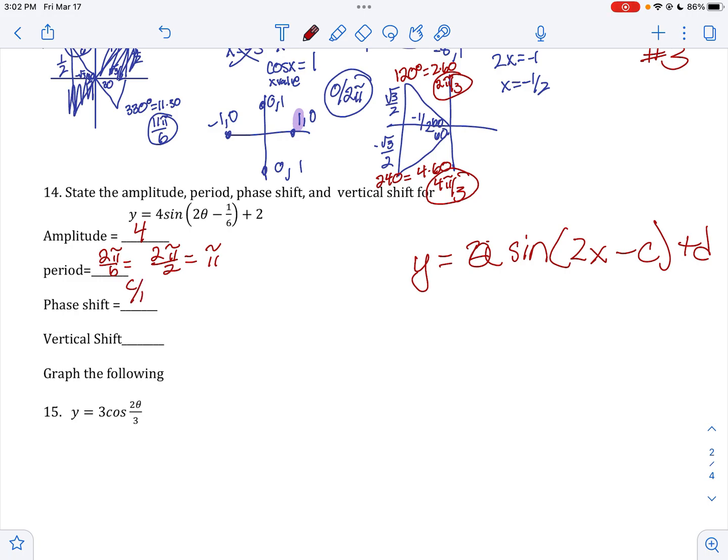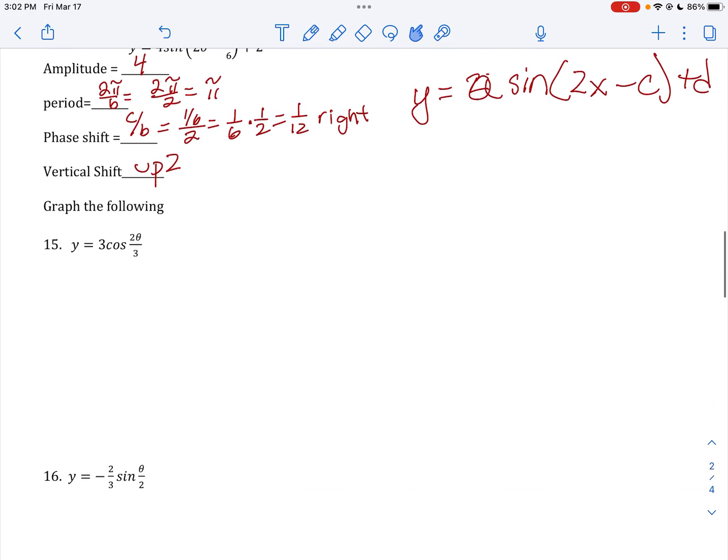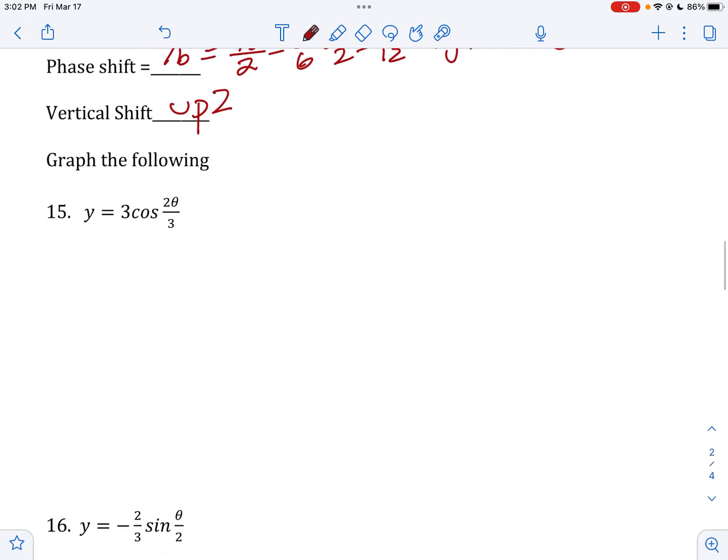Phase shift, c over b. So 1/6 divided by 2. So 1/6 times our reciprocal of 1/2. So 1/12, and it's minus, so to the right. And then it goes up 2. And now we're asked to graph some of these.